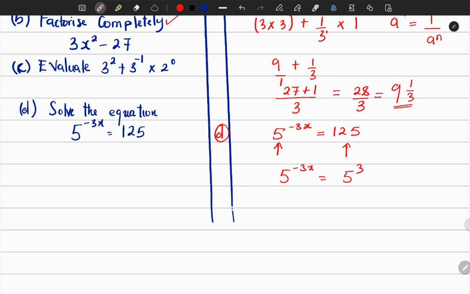So you say, okay, if I want to have 5 here, I also want to have 5 here. What number can I put on 5 to give me 125? That is 3. Since the bases are the same, we can now say 3x is equal to 3. We divide by 3, we divide by 3. Okay, cancelling this, we get x is just equal to -1. And this is the last answer.